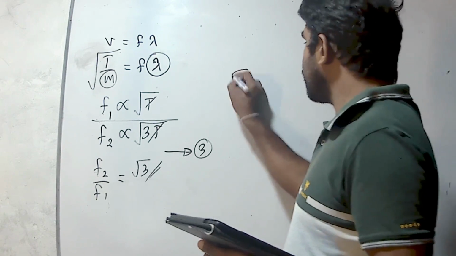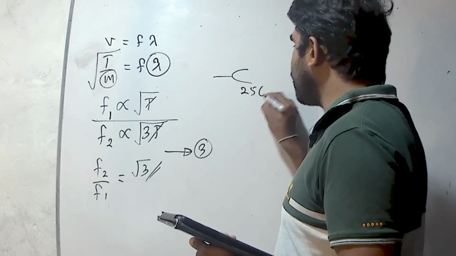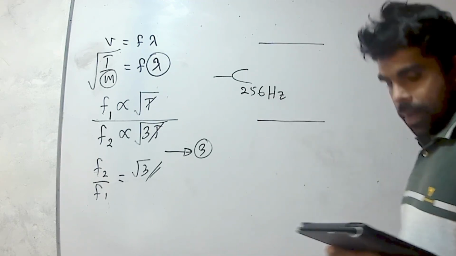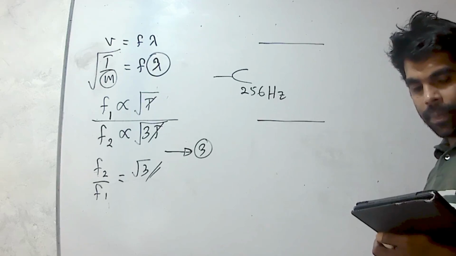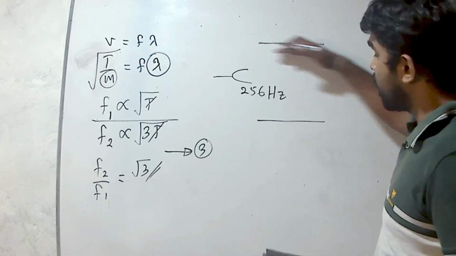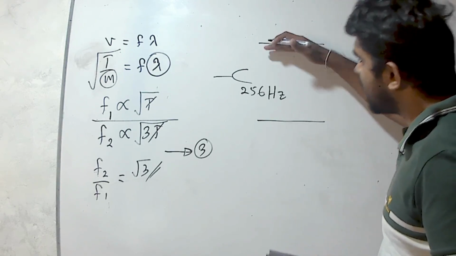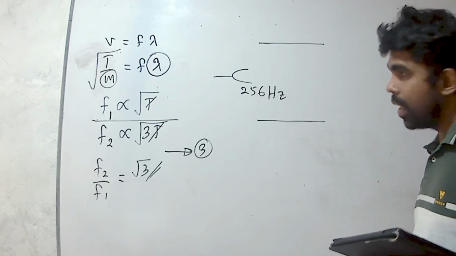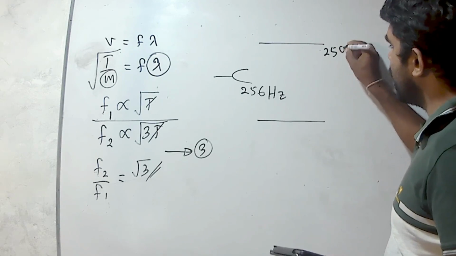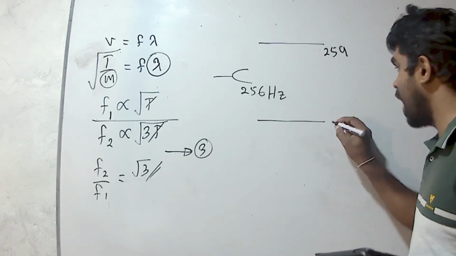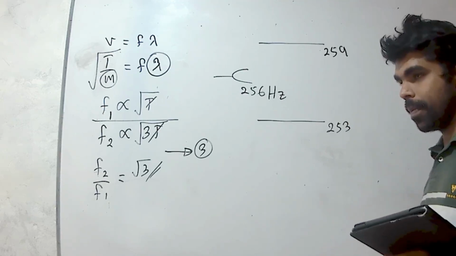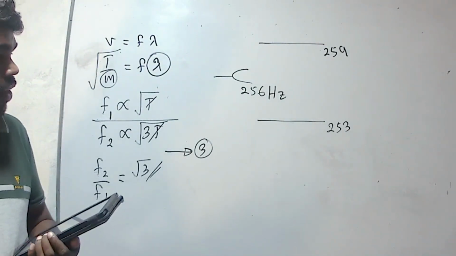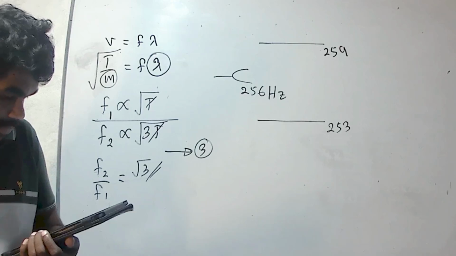Now they have given the frequency of the tuning fork, 256 Hz, and for the first situation the beat frequency is 3. It means the frequency of the vibrating wire should be greater by 3 or less by 3 when comparing with 256. It means the frequency of the wire should be 259 or 253. Both values are possible, but there is only one correct value for the question.